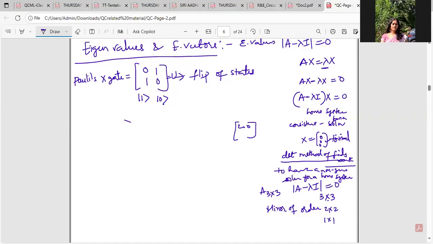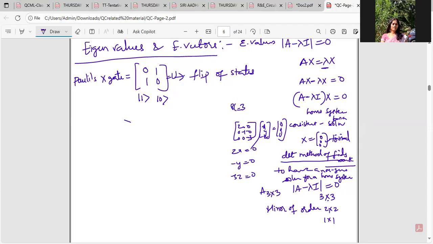Suppose I have something like this: 2 0 0, 0 minus 1 0, 0 0 minus 3, times x y z, equal to 0 0 0. Suppose this is the system that I have. A minus lambda I, into x, has given me this. So if I put it in equation format, 2x is equal to 0, minus y is equal to 0, minus 3z is equal to 0. What happened? Rank is 3. Also, when rank is 3, what has happened for a homogeneous system? All the variables have gone to 0.